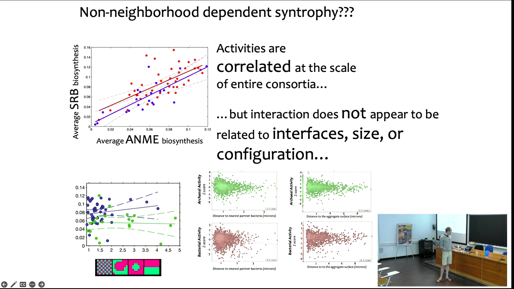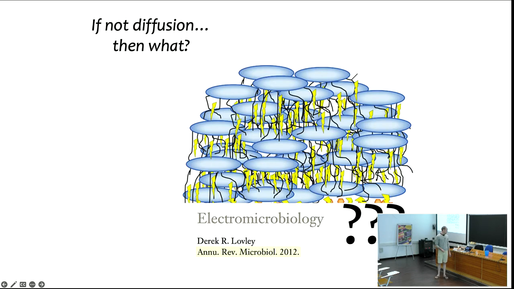So we got these data, and we didn't know what to do for like a year. We were just talking about it. What does this mean? And we started thinking, there's this kind of new field, this was a while back, it was still newer then, of electromicrobiology. And we started thinking maybe the cells are not sharing a molecule, and maybe they're sharing electrons directly.